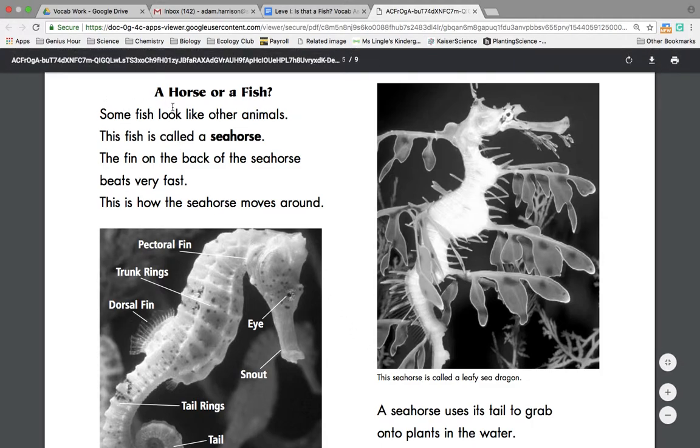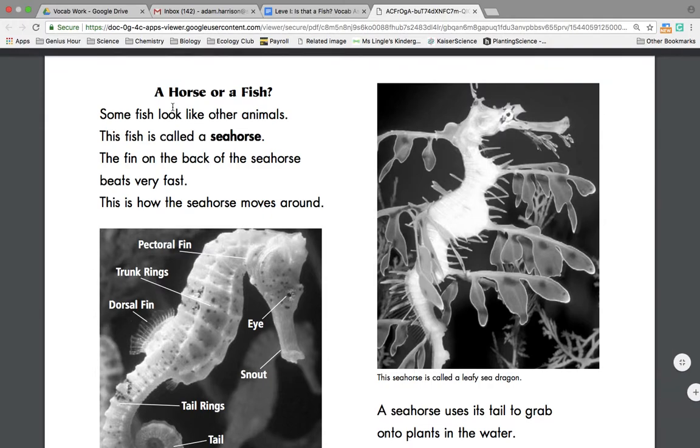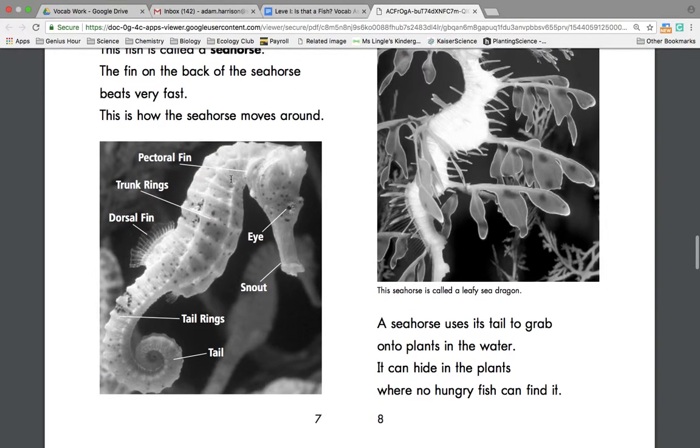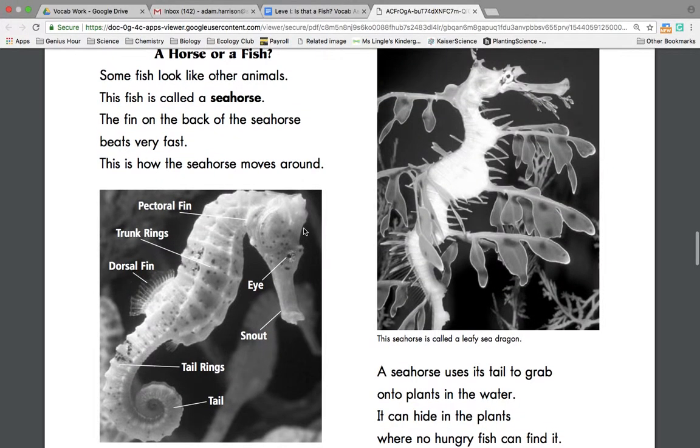Because some fish look like other animals. This fish is called a seahorse. Here it is right here. It does kind of look like a horse. The fin is on the back of the seahorse, and it beats very fast. This is how the seahorse moves around.